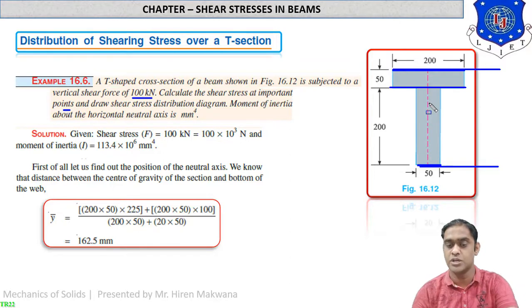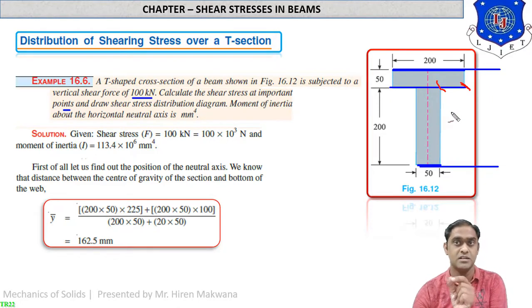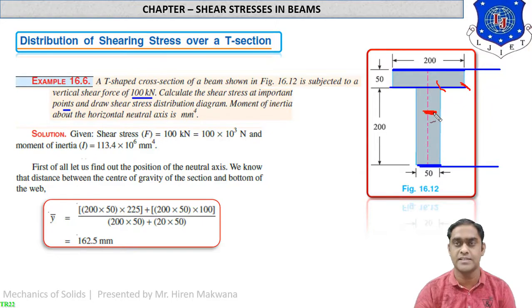Remember, which three values? You just see which three values we have to find at which point. First of all, we will calculate the shear stress at this corner, means at the bottom of the web as well as at the outer corner. Then we will calculate the shear stress at the corner of junction of web and flange. And third one is the center of gravity. The center of gravity will be somewhere over here for the entire T section, and at this layer we will find the shear stress. So we will find three shear stresses. This is first, this is second, and this is third.